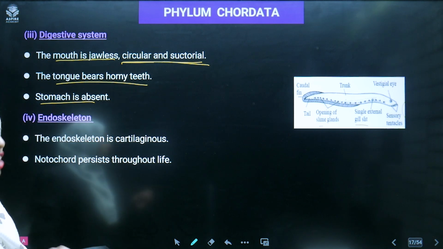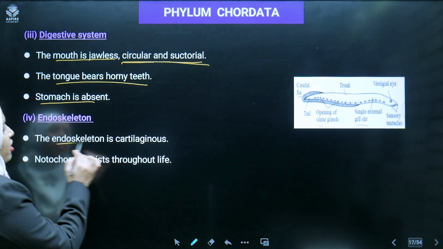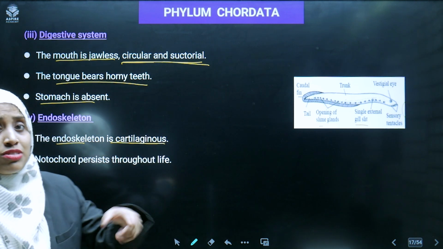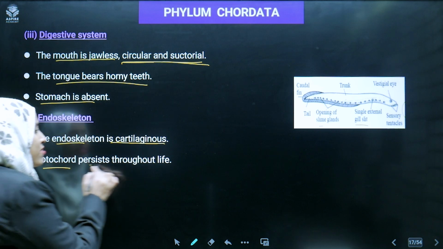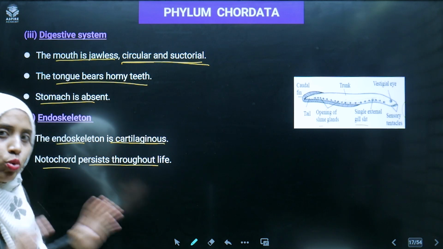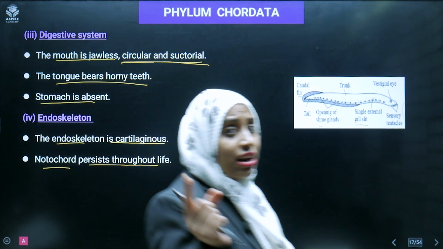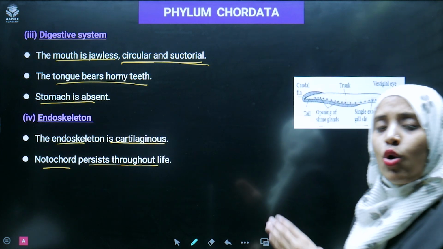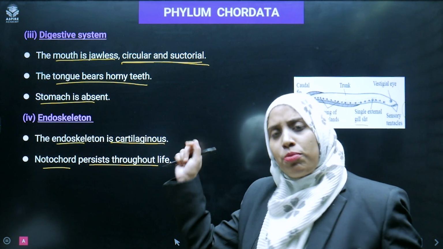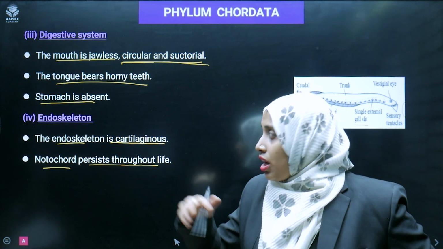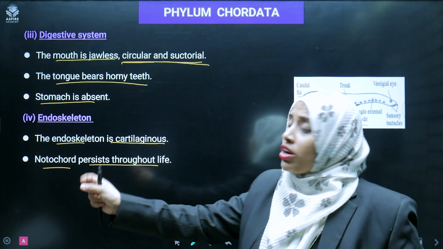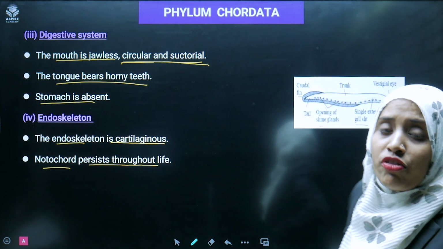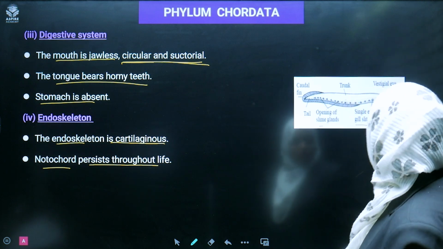What is the endoskeleton like? Skeletons are present, but how? The endoskeleton is cartilaginous, because we have seen cartilaginous fin rays. And the notochord persists throughout life. Since they are the most primitive vertebrates, they are vertebrates but primitive, so their notochord is present throughout life. And in advanced vertebrates, the notochord changes into the vertebral column.